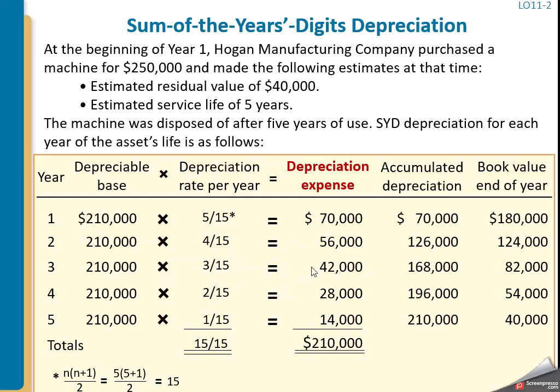So you do that every year, and then notice your depreciation expense again is higher in those first years, lower in the last years. And then also notice you are using that depreciable base. So in double declining, you use the 250 and then you stop at the 40,000. This one you do use the 210 and you'll end up ending at the 40,000.